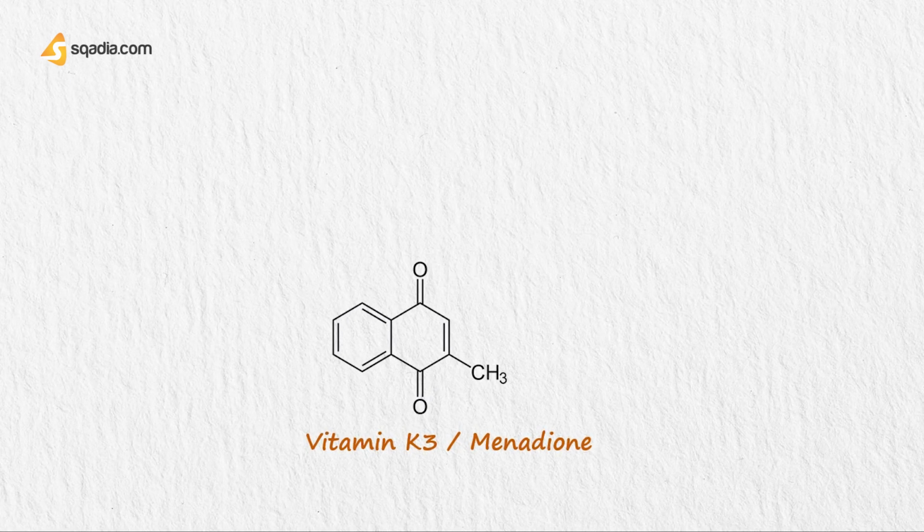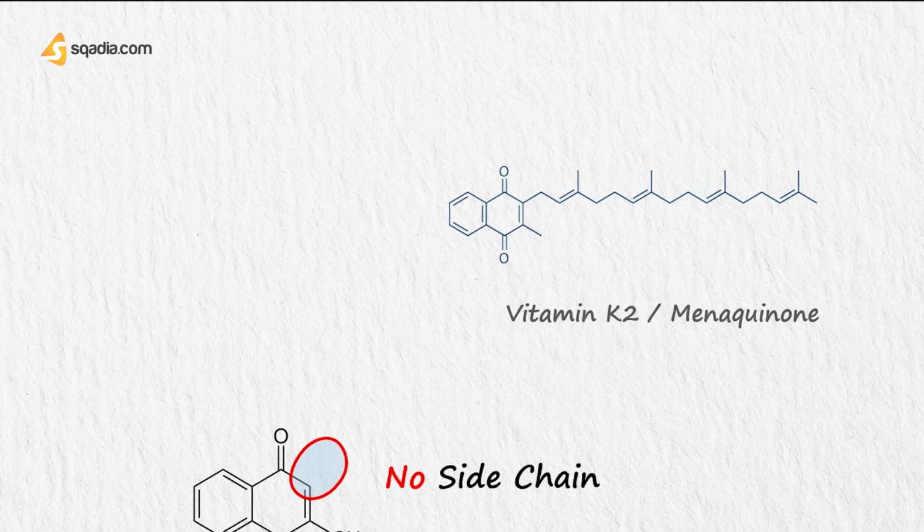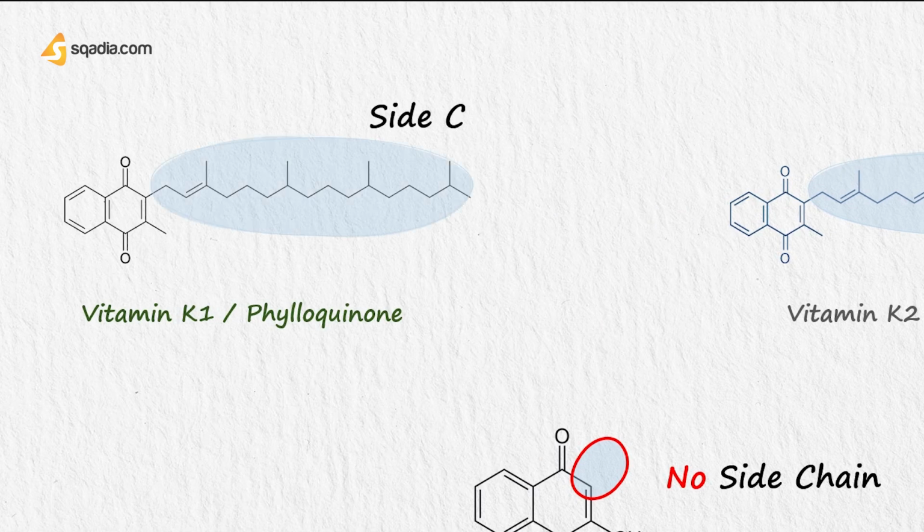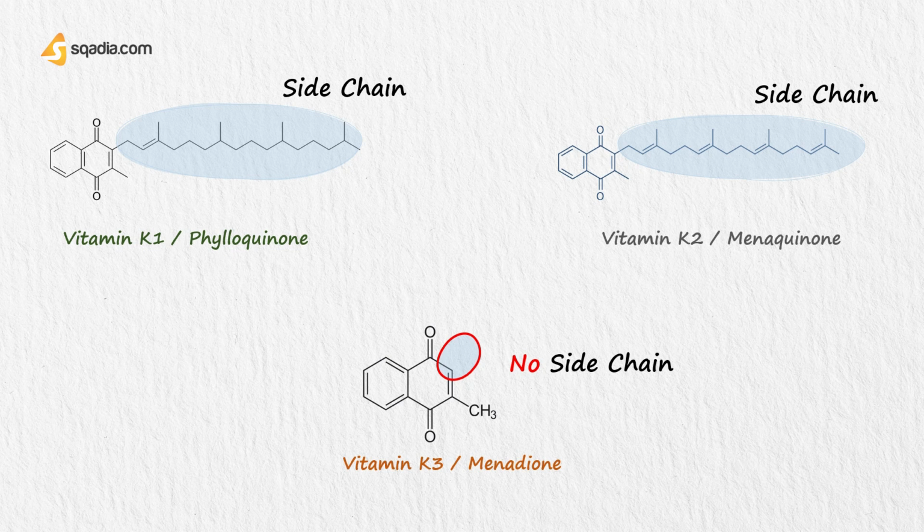Let's understand the difference in structures of vitamin K1, vitamin K2, and vitamin K3. This is the structure of vitamin K3, or menadione, with no side chain. The structure of vitamin K2 is the same as menadione, but a side chain is also present. This is the structure of vitamin K1. It also has a side chain. The main difference between the structures of vitamin K1 and vitamin K2 is in their side chains. In vitamin K1, the side chain has one double bond, but in the side chain of vitamin K2, 4 double bonds are present.